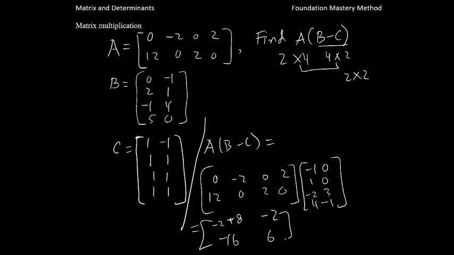I'll show you this one in the calculator. So this element actually is 6. You can rewrite this one, you have a 6 in here. So the final version of this is 6, negative 2, negative 16, 6. Let us see this in the calculator.